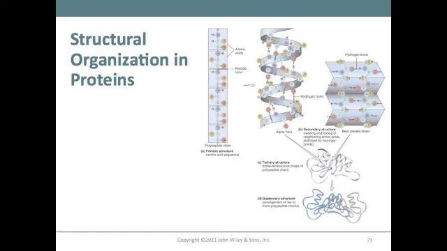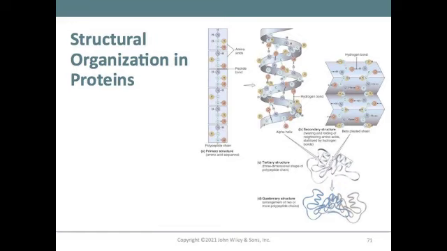Several types of bonds can contribute to a protein's tertiary structure. The strongest but least common bond is a sulfur-sulfur covalent bond called the disulfide bridge. Also, many weak bonds, such as hydrogen bonds, ionic bonds, and hydrophobic interactions, also help determine the folding pattern.